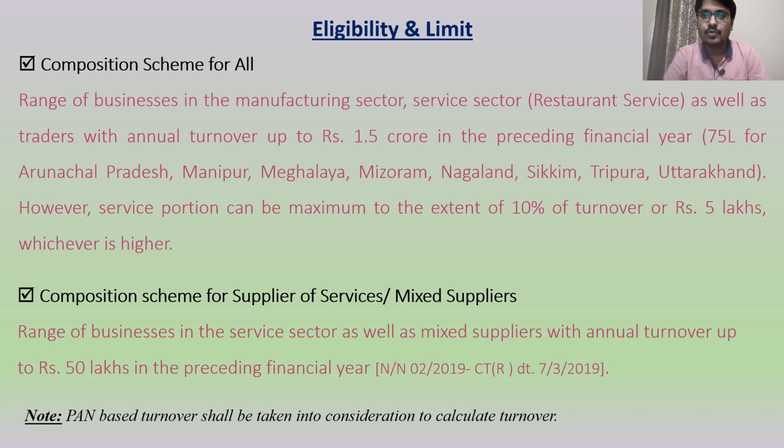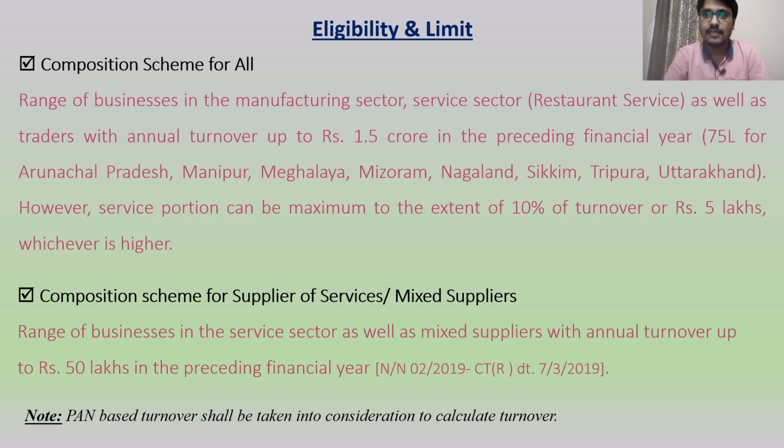Now, let us move on to the eligibility part. Who can opt for a composition scheme? Before discussing this, let me tell you that there are two types of composition scheme. One is composition scheme for all, which is given under section 10 subsection 1, and another one is composition scheme for service suppliers or mixed suppliers, which is given by the notification number 2/2019 central tax rate dated 7th March 2019. Now let us discuss this one by one.